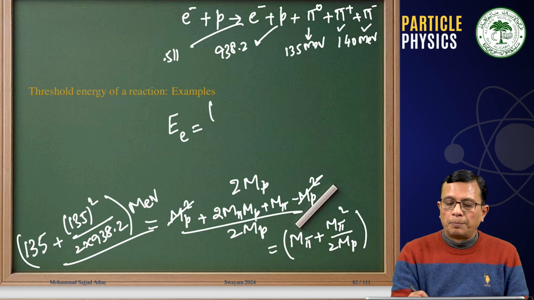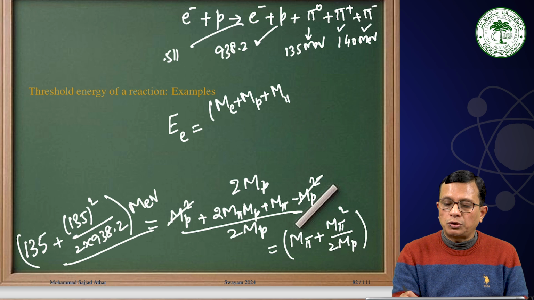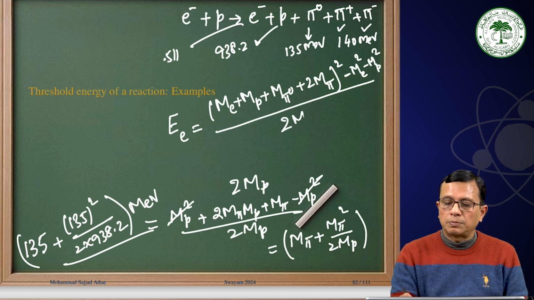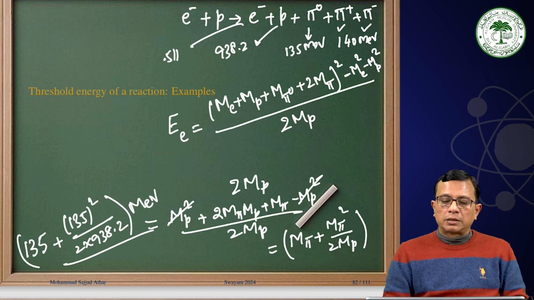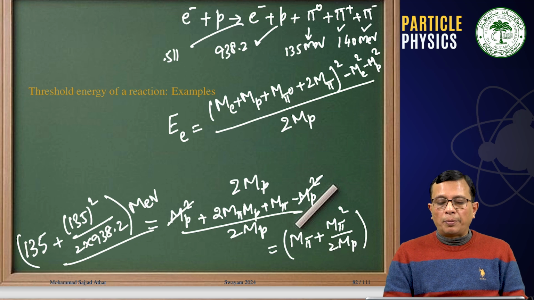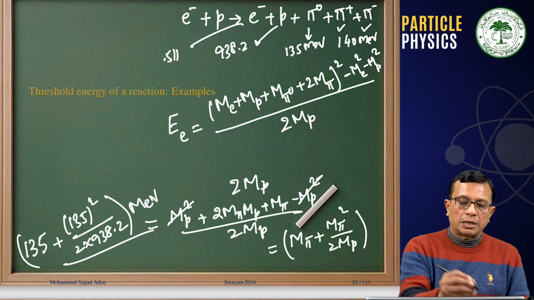This will be equal to the mass of the electron in the final state, mass of the proton in the final state, mass of the neutral pion in the final state, 2 times the mass of the pion, because pi plus has the same mass as that of pi minus, and then mass of electron square minus mass of proton square upon twice the mass of the proton. This will be the required energy of the electron to have 3 pions besides electron and proton in the final state. This is how we obtain the threshold energy of the reaction.